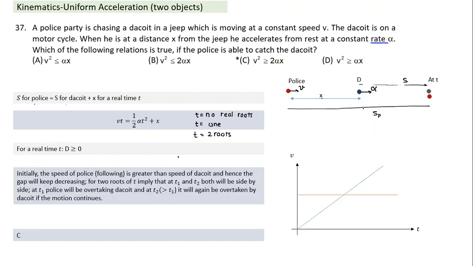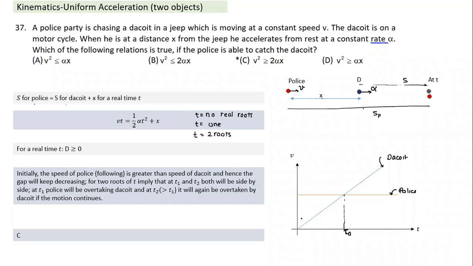But let's also understand when we would get no real roots and when we get exactly one. Let's try to understand it in terms of the VT graph. The red color is the motion of the police, which is moving at a constant velocity. And this is the motion of the dacoit. And this is a certain value of time t0 when the speeds become equal. So if the police party has to catch him, is it realistically possible for the police to catch him after that time t0?